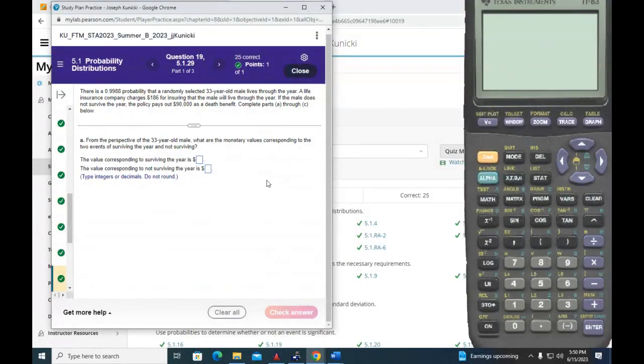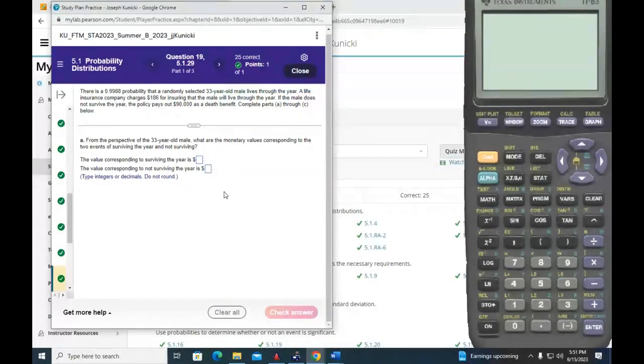There's a 0.9988 probability the randomly selected 33-year-old male lives through the year. A life insurance company charges $186 for insuring that male will live through the year. That's the premium. If the male does not survive the year, the policy pays out $90,000 as a death benefit. So, what's the value corresponding to surviving the year? There's two values here, a plus and a minus. This is from the perspective of the person being insured.